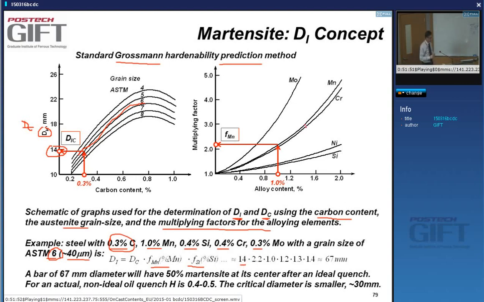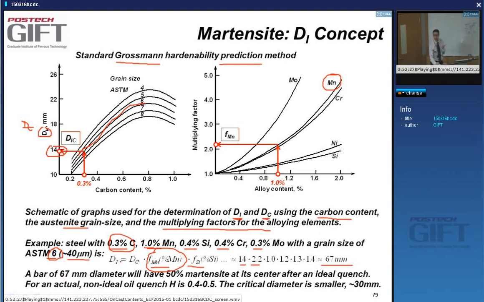So these factors again, this is not based on any theory. It's just based on lots of measurements and then empirical fits of the data to these measurements. So say, for instance, I have 1% of manganese. What is the factor here for manganese? For 1% of manganese, I find the manganese curve, and the factor is 2.2. Do the same for silicon, etc., and I find this ideal diameter.